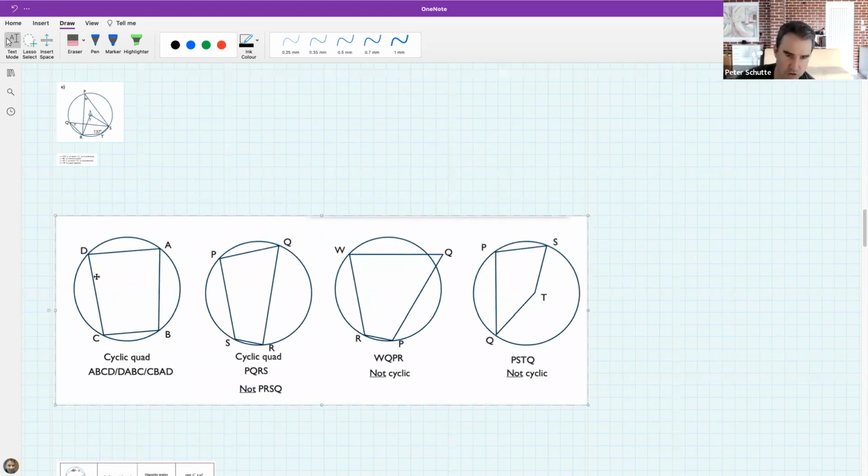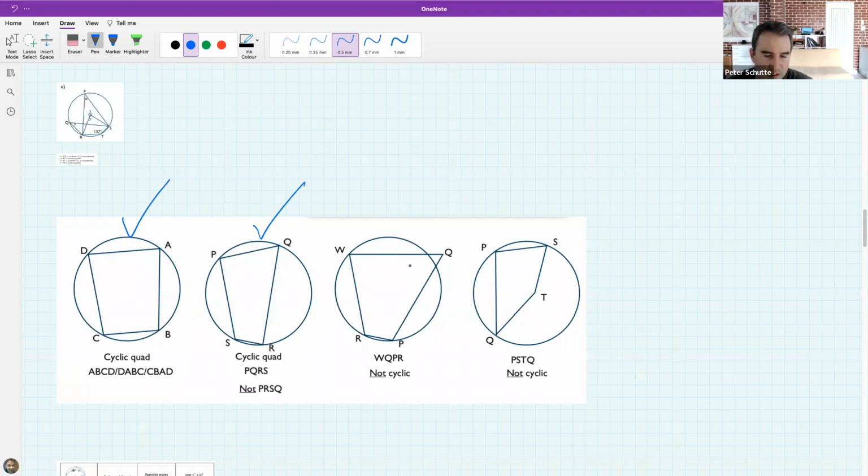If you look at the first drawing, we have a cyclic quad here. Okay. If you look at this one, that's fine. But if you look at this one over here, this Q, this point, WQPR is not a cyclic quad because the 4 points aren't on the circumference of the circle.